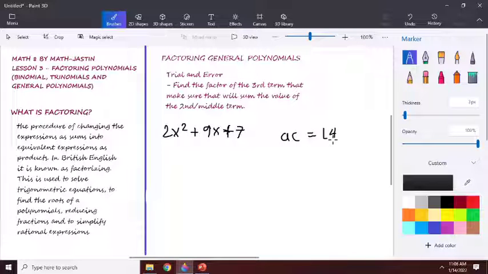Tama. So, ngayon, you are going to find the factor of 14 that will sum up to 9. So, we have 7 times 2. Okay, so 7 times 2. So, paano na po? Ngayon, i-expand ito. Expand. So, we have 2x squared plus 2x plus 7x plus 7.